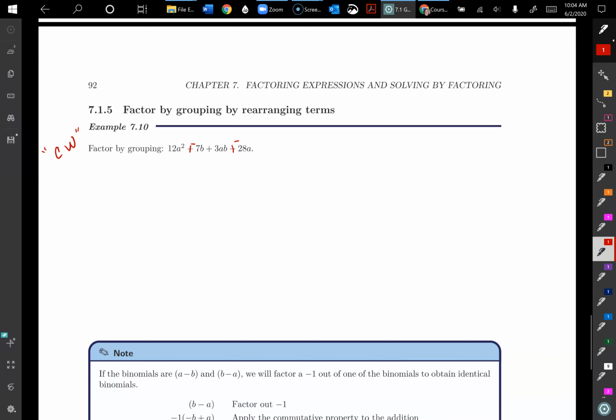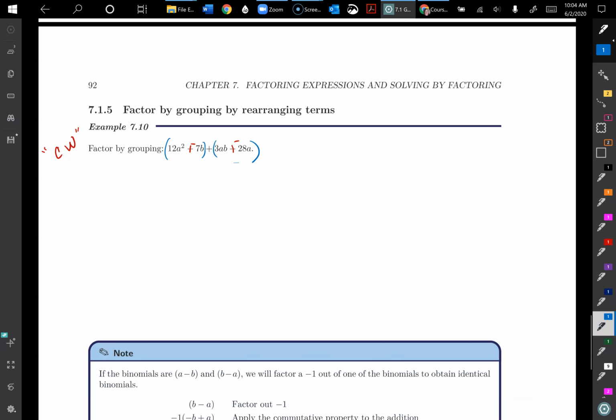So to do it by the splitting-it-apart grouping method, I would put some parentheses around these here and here. Then I would look at what's common in 12a squared plus negative 7b. I have to look and see, and nothing's working there for me. And then on this one, I only have an a that I could pull out.